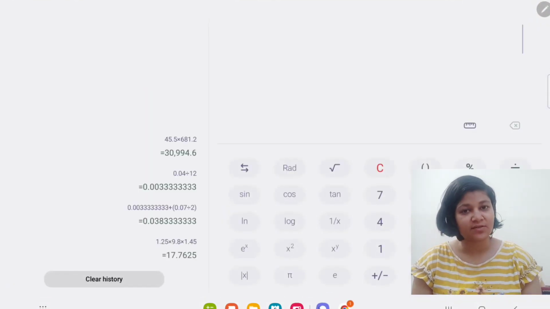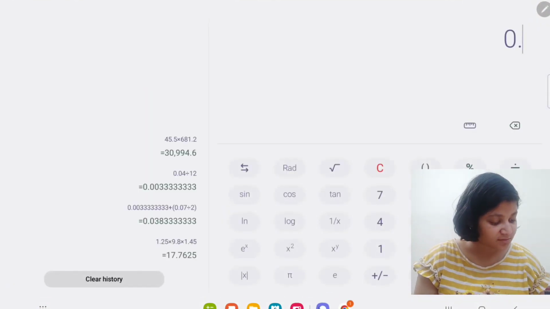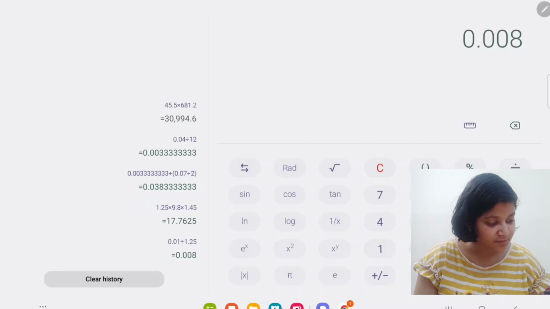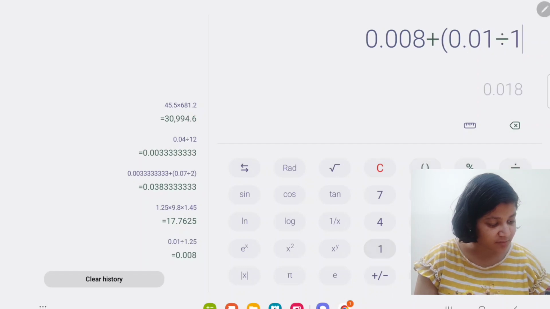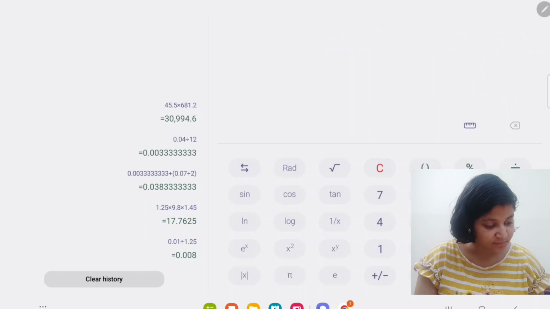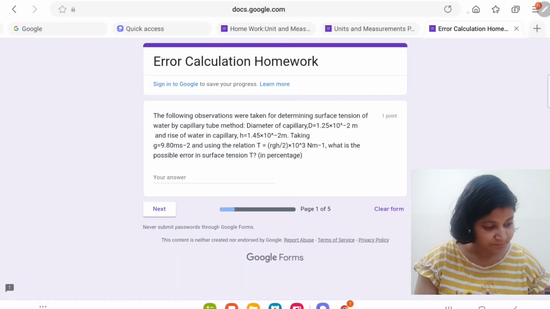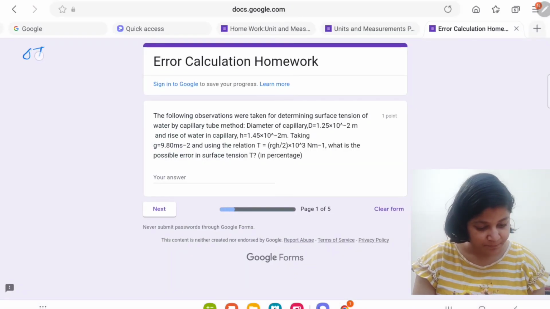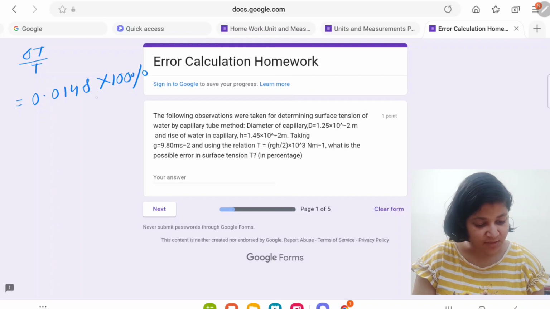So let us calculate it by using a calculator. 0.01 by 1.25 plus 0.01 by 1.45. So 0.01489. We have to multiply this with 100 to get the percentage error.